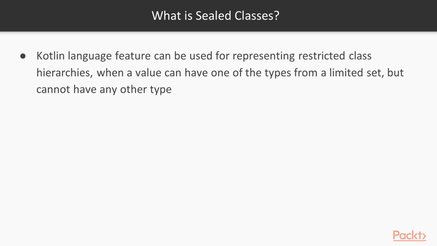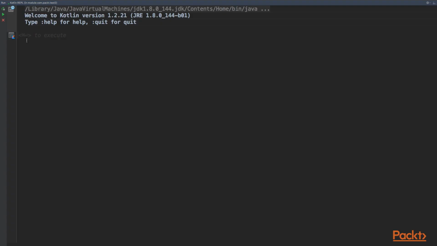Let's see how we could implement it in Kotlin. First of all, we could define a sealed class like any other class, but we'll need to use the sealed keyword. A sealed class would be equivalent to an abstract class. Let's create a name for this class. Let's call it State.